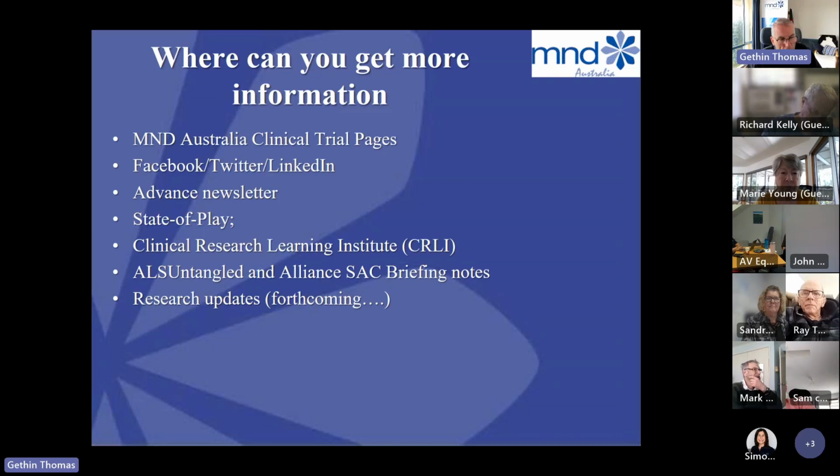If you're ever thinking about a treatment, you're not quite sure about it, go onto the ALS Untangled website. They have done a literature review of a lot of the more fringe treatments out there, and give you a really good balanced view of whether they think it's worthwhile investing in some of these more alternative treatments.